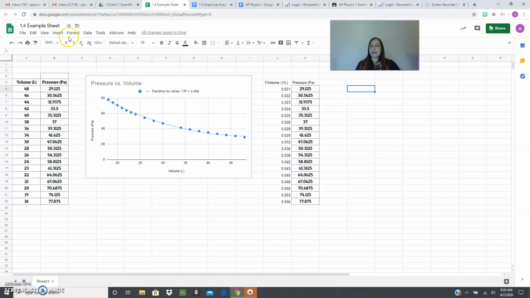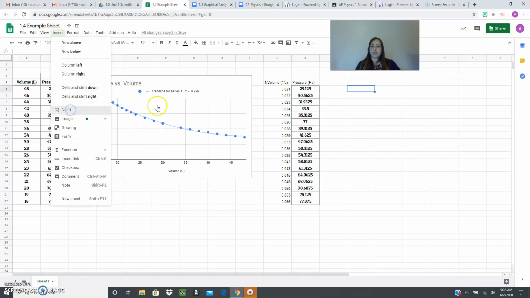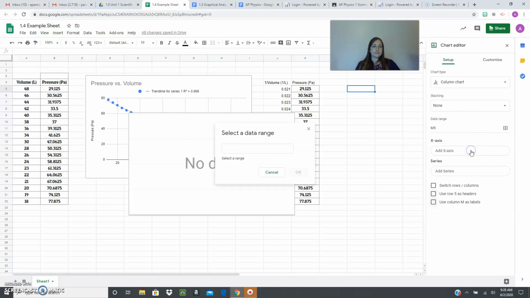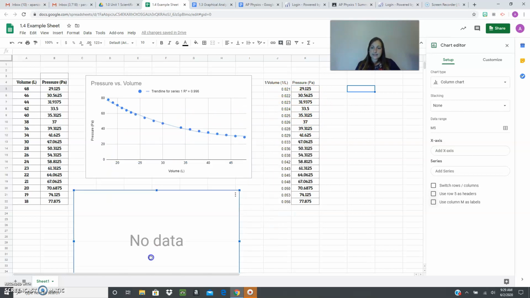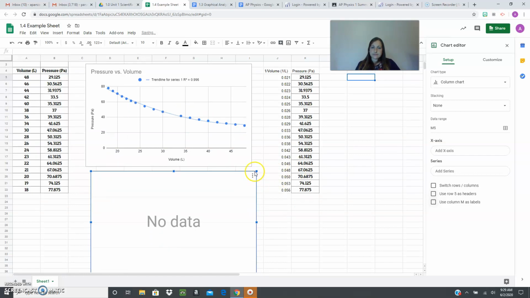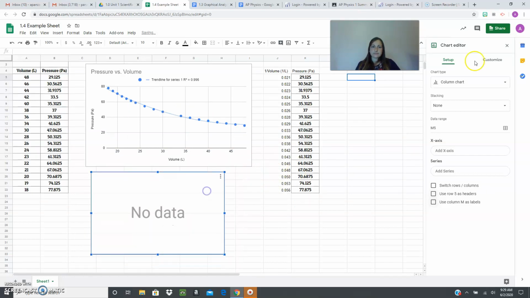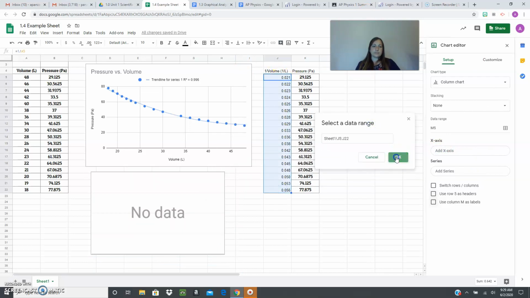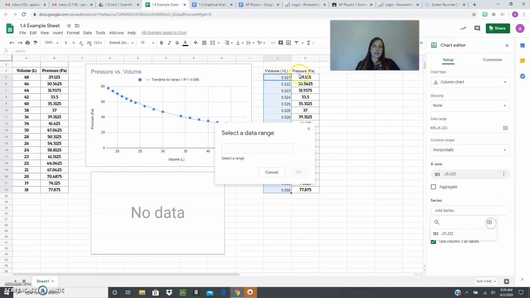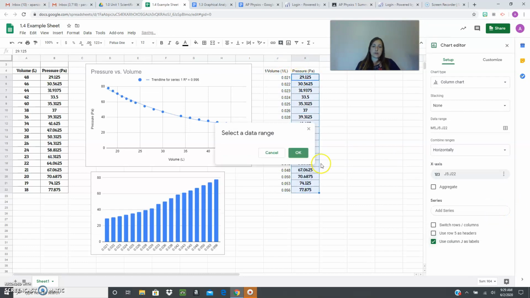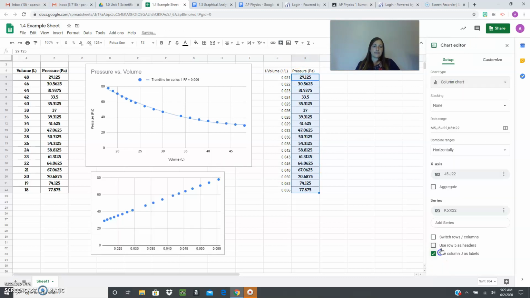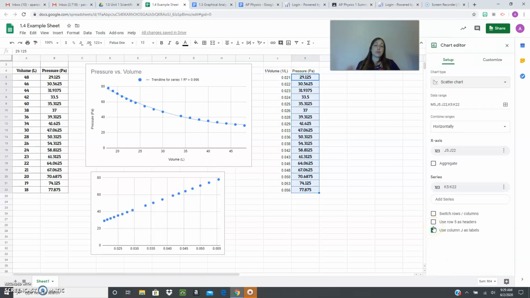All right, so next thing I would want to do is go ahead and insert my new chart. Let's move this over so that I can see my numbers. There we go. And go ahead and add in our X series, or I'm sorry, our Y series. There we go. Scatter. All right, now we get a beautiful linear trend, which we can work with.